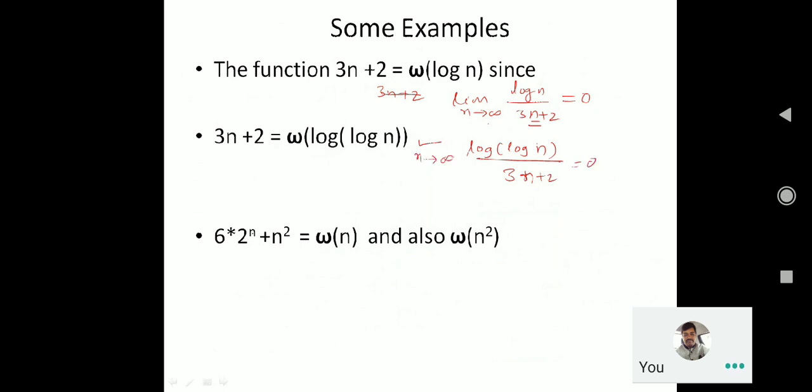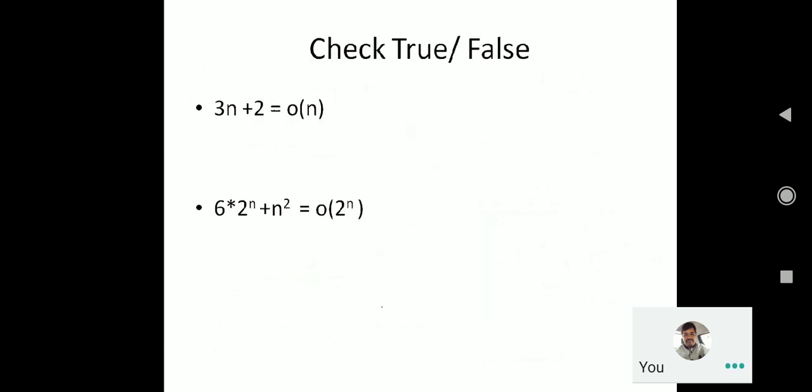In the third case, 6 into 2 raised to n plus n square, I can say that this is omega of n, omega of n square also. So for omega of n, it will be n divided by 6 into 2 raised to n plus n square. This will tend to 0 as n tends to infinity. Similarly with n square also, because the denominator is very much larger than the numerator. So this is all about these things.